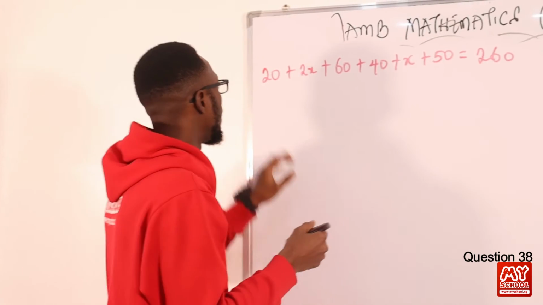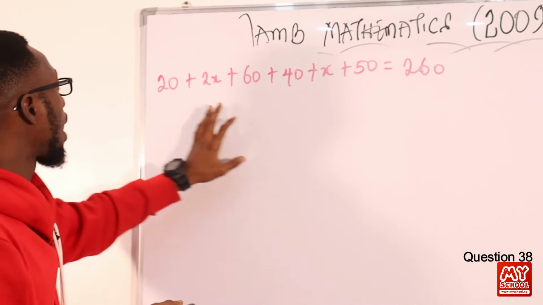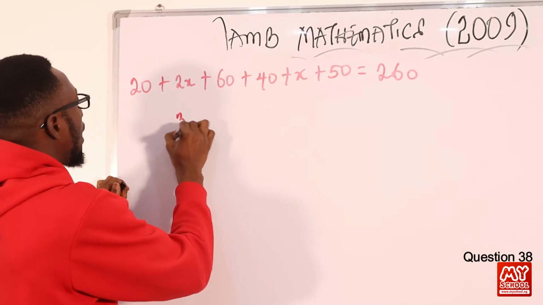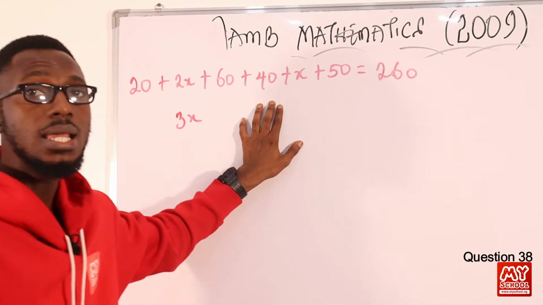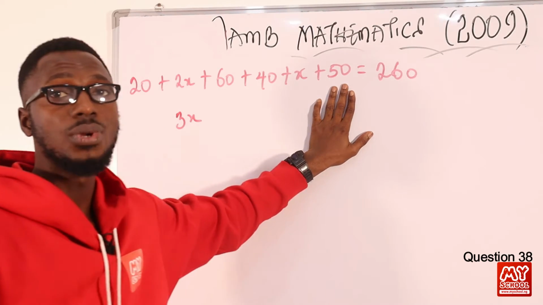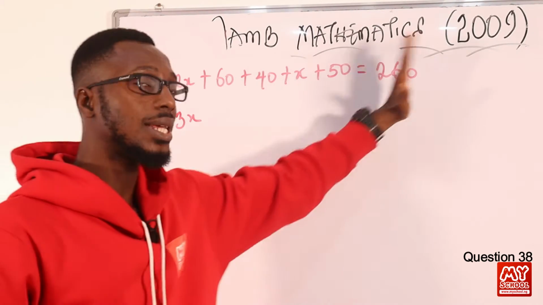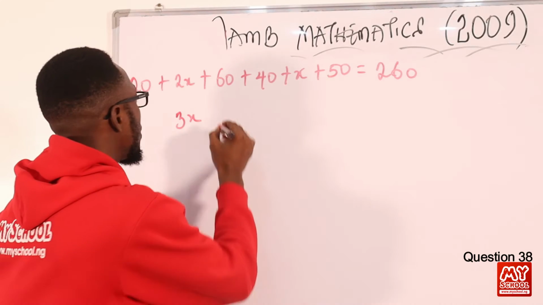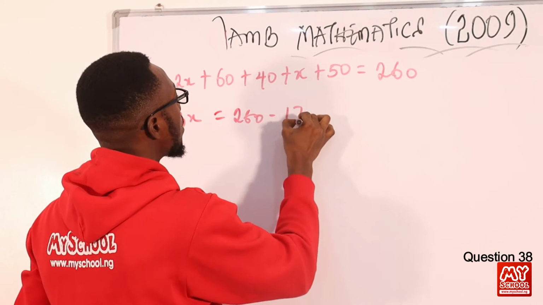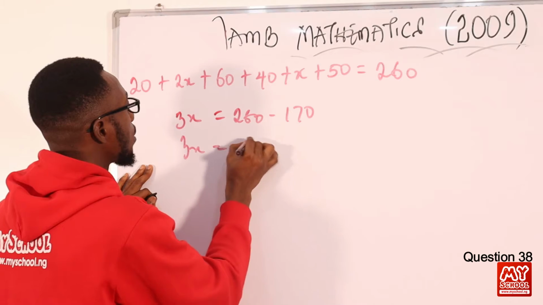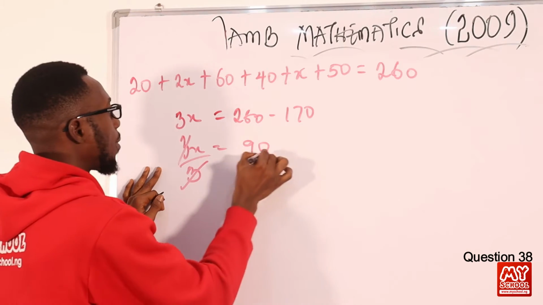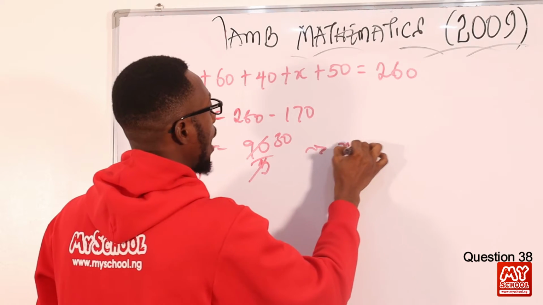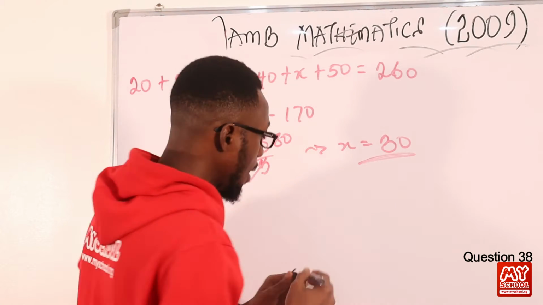At first we have to find out what x is. So let's collect like terms. I have 2x plus x, that is 3x. Then I have 20 plus 60, that is 80, plus 40, that is 120, plus 50, that is 170. If I send it outside, it becomes minus 170. So I have 260 minus 170, so 3x equals 90. Dividing both sides by the coefficient of x, which is 3, I get 30. So the value of x is 30.